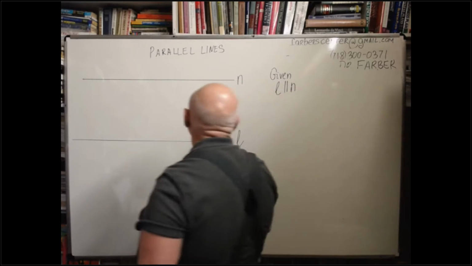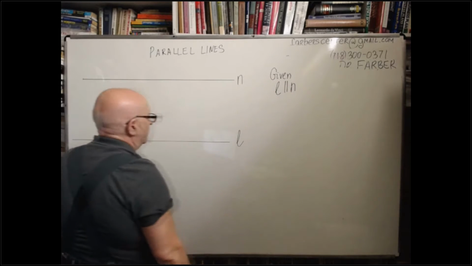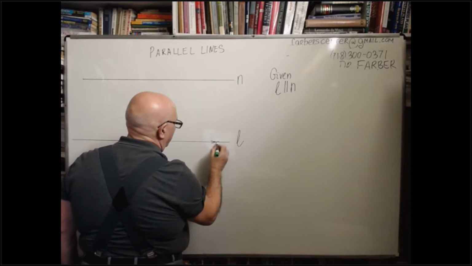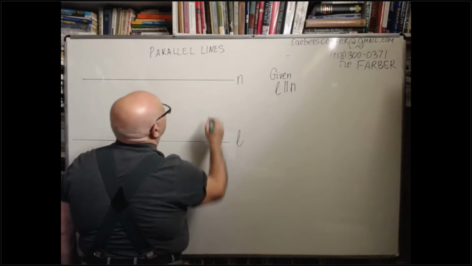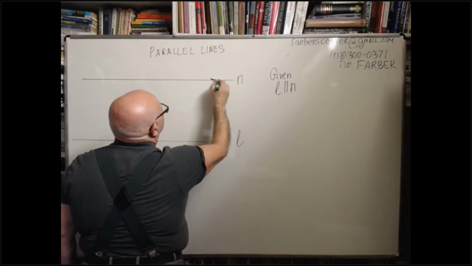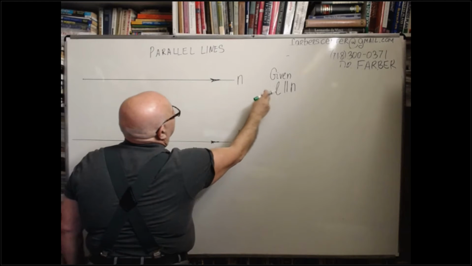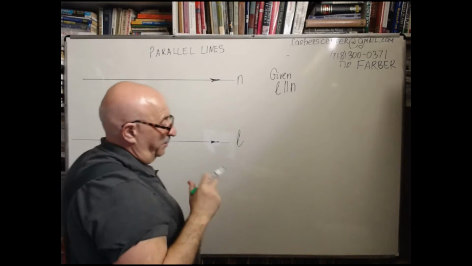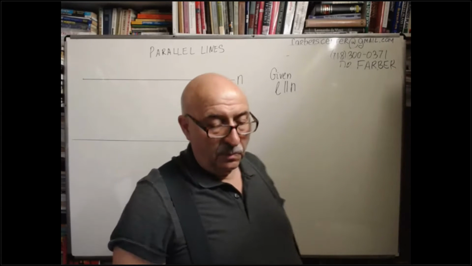In addition, you have a picture. If you see on the picture this arrow, if you see these arrows, it means these two lines are parallel. It's not necessarily supposed to be written. You have these two arrows on this line, it means they are parallel. So far, so good.